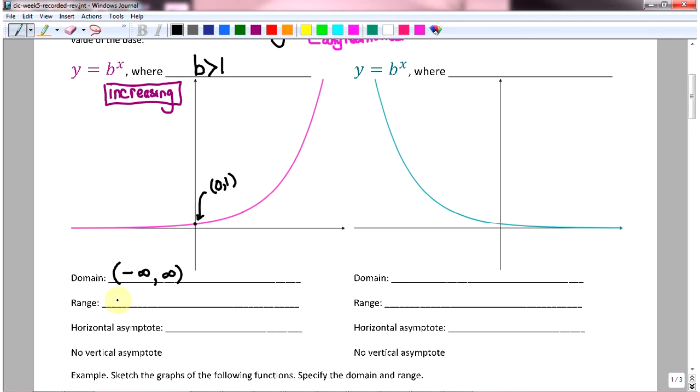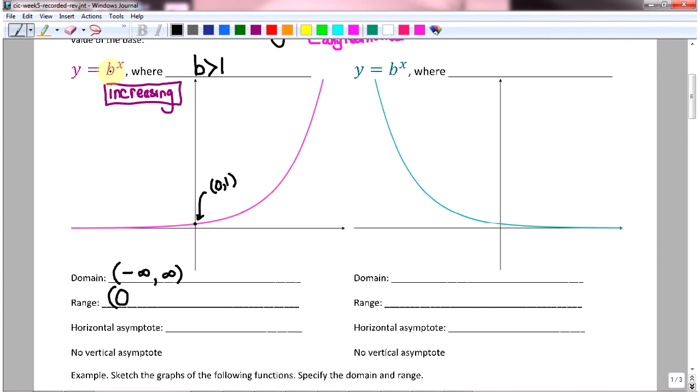Now the range, on the other hand, the range are the y values that we have, and notice that the graph does not go below the x-axis. So the smallest value that we can have for y is 0. However, there's no number that I can plug in for x that when I raise a number to that power will give me 0. So 0 is not included.